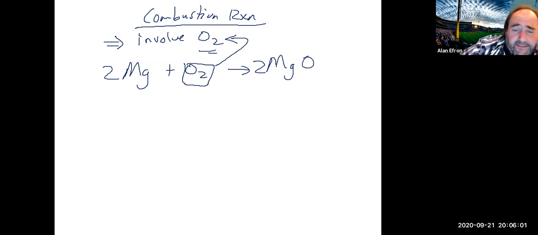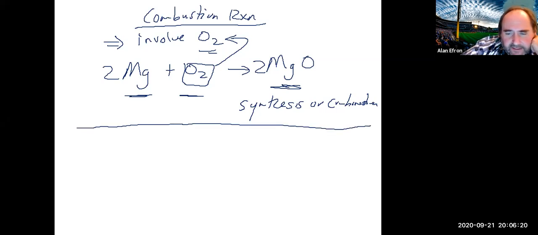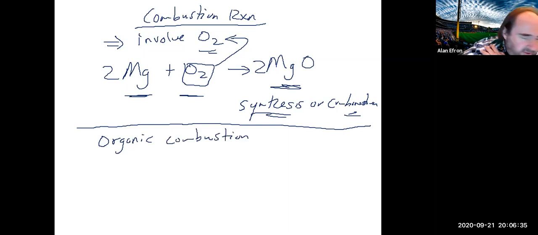But if you look at this, you could also classify it, and it probably most often would be classified as two things make one thing, as a synthesis or combination reaction. So again, you could classify a reaction sometimes in multiple ways. Most people would probably go synthesis or combination, but it does meet the general definition of combustion. Although when most people think about a combustion reaction, they think about the organic combustion. And in an organic combustion reaction, it usually involves something that contains carbon, hydrogen, and oxygen.